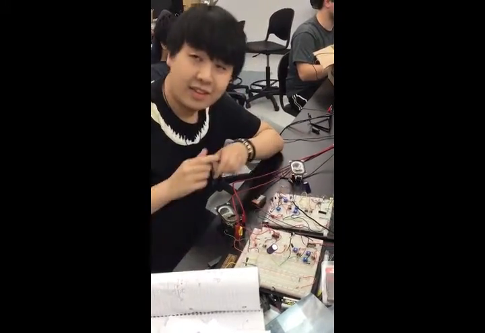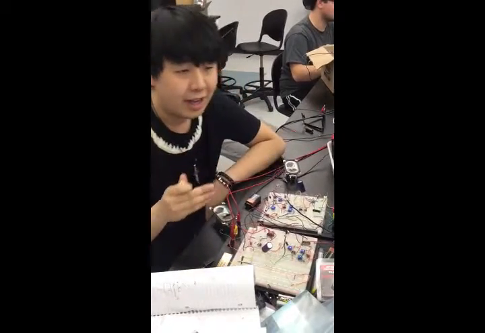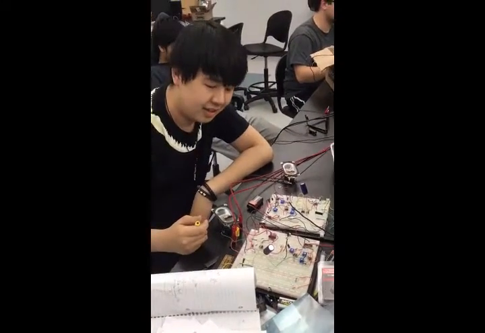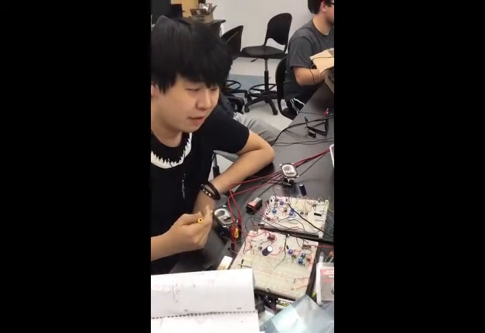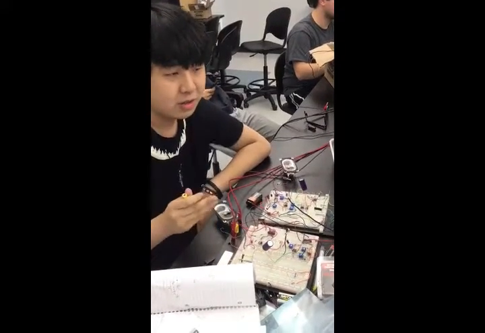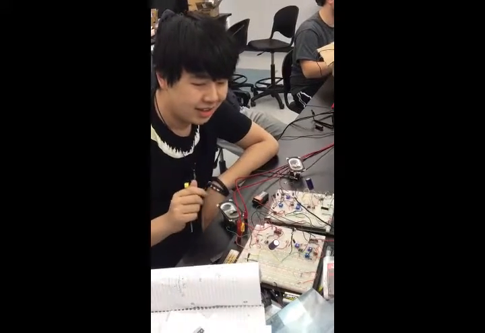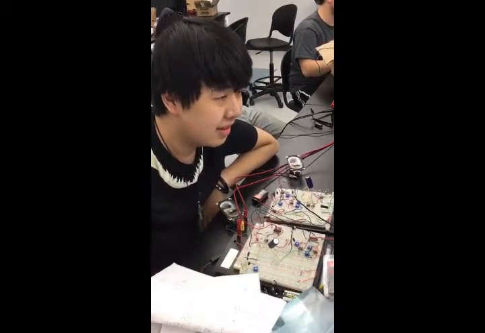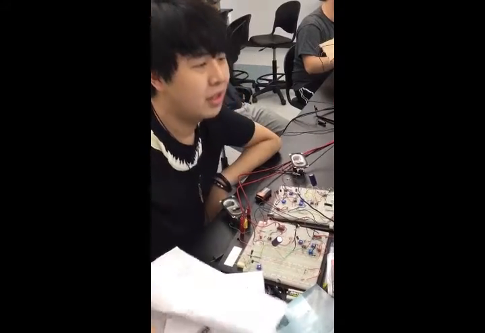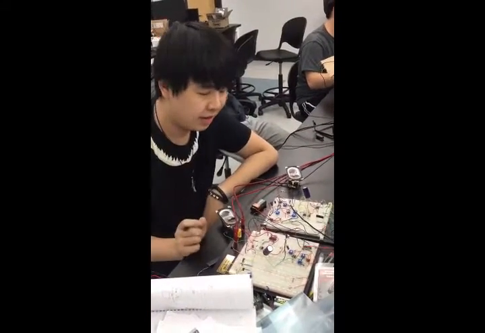Actually, the laser is really hard to aim. We use a solar cell as a receiver. The laser is really hard to aim on the solar cell, so sometimes the signal does not transfer well because of the position of the laser.